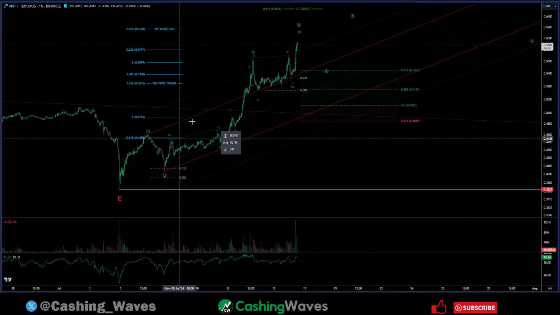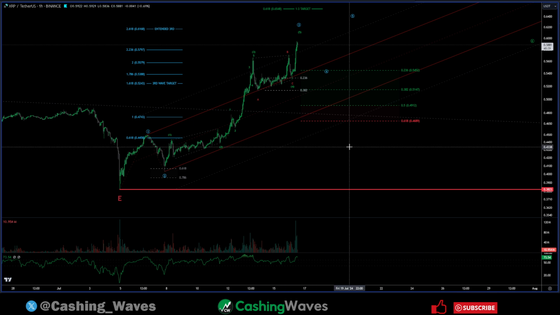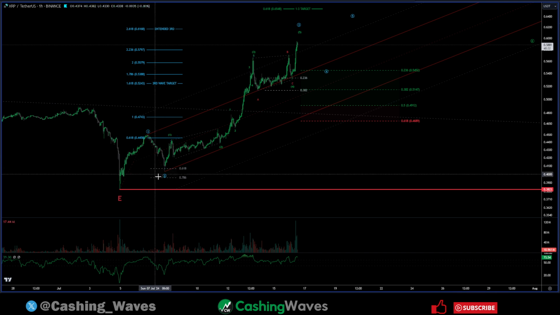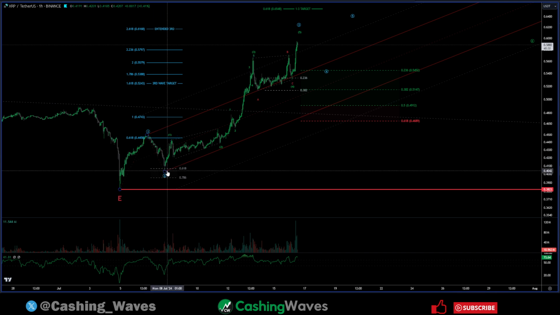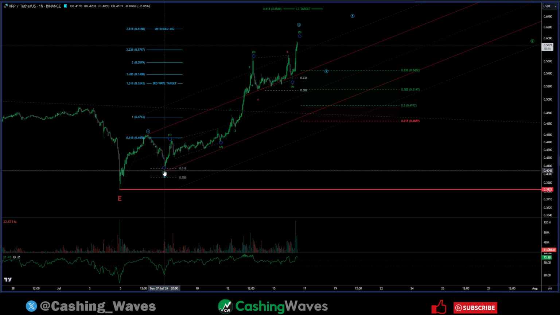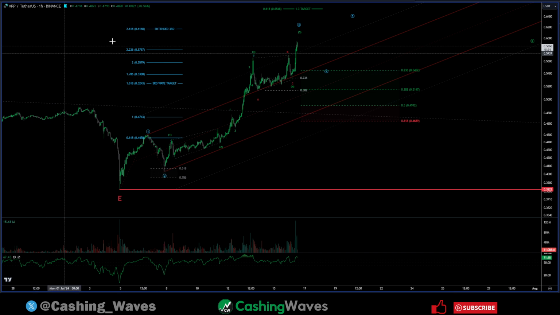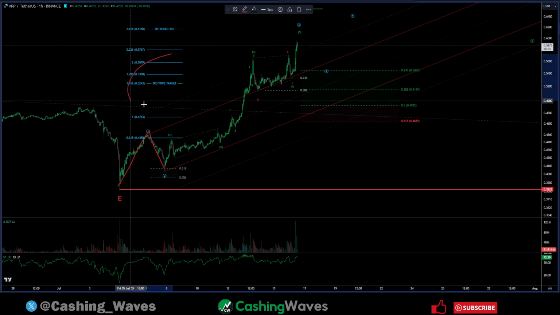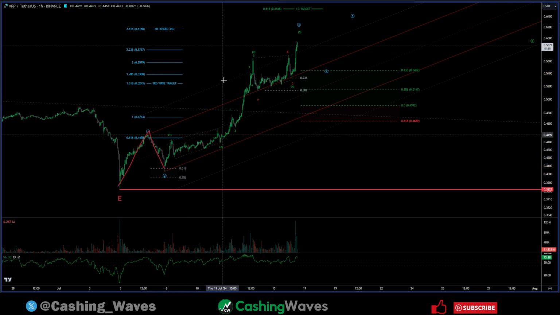Now, mapped out currently, this is how I have it counted. I think it is the most accurate count available right now, and that is we have a wave 1 and 2. We came just past the 618 retracement of wave 1 for wave 2. We then pulled our Fibonacci pivots from the beginning of wave 1 off of wave 2. That's the targets you see here.